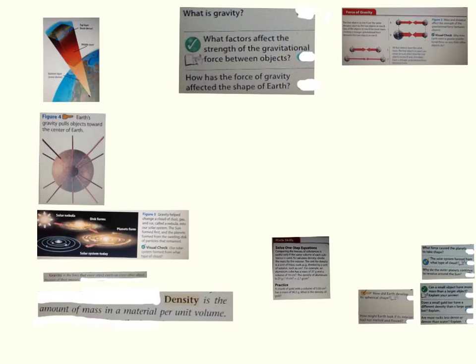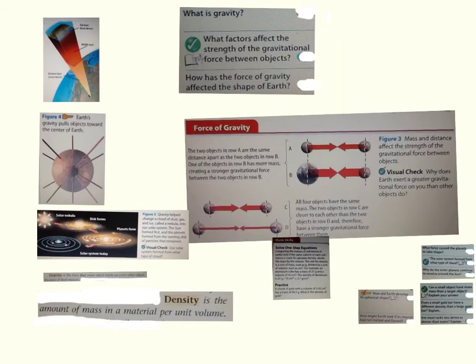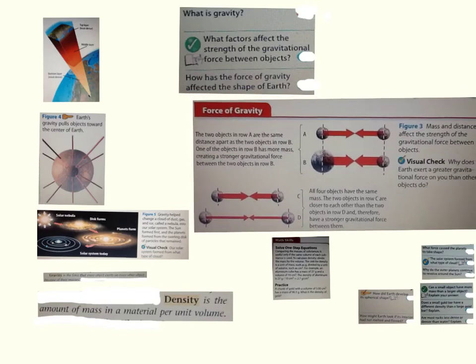The force of gravity is strongest between the objects in row B. Even though the objects in row A are the same distance apart as those in row B, the force of gravity between them is weaker because they have less mass. The force of gravity is weakest between the objects in row D. Reading check. What factors affect the strength of the gravitational force between objects?